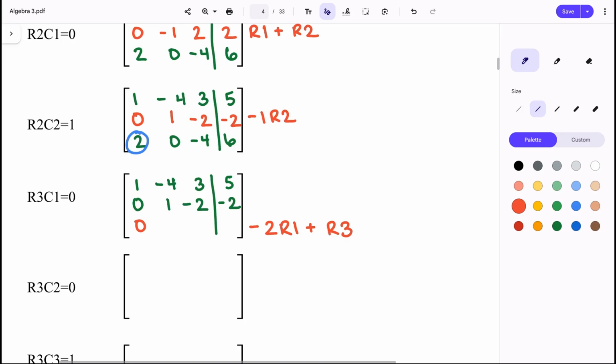What would be -2 times -4? 8. And then plus the 0 from row 3 would be 8. -2 times 3? -6. And if we add -6 to -4, that's -6 plus -4. And then -2 times 5, -10. -10 plus 6, -4.